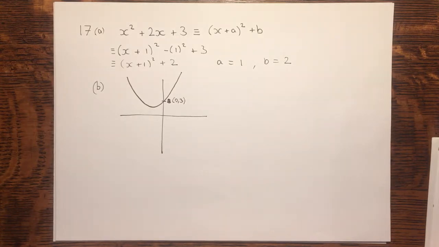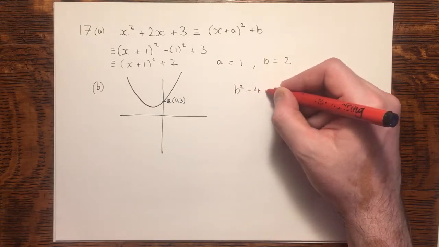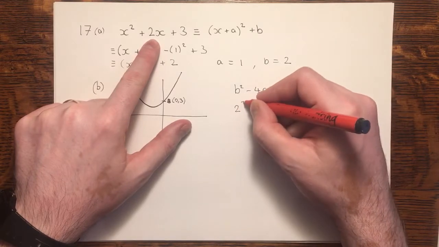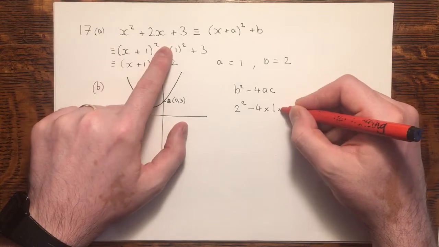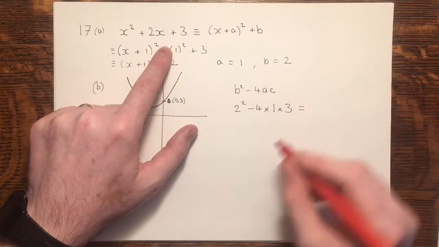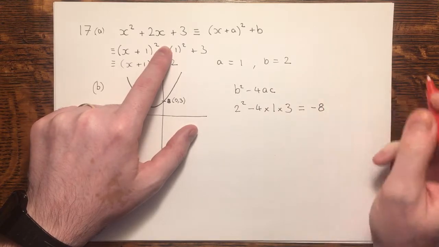In part C, we're asked to find the value of the discriminant of this and explain how the sign of the discriminant relates to the sketch in part B. The discriminant, b squared minus 4ac, substituting in, b is 2 squared minus 4 times 1 for a times by 3. This is equal to 4 minus 12, which is minus 8.